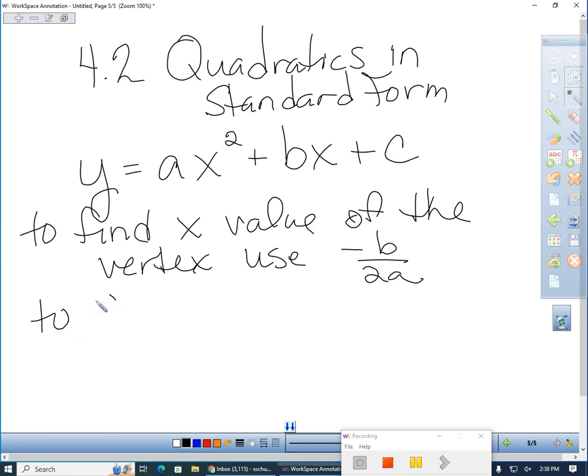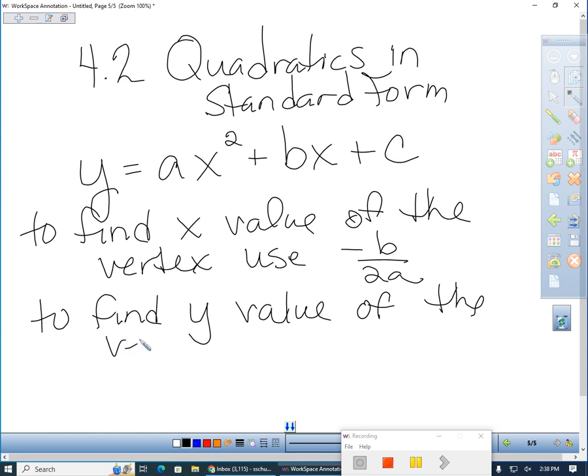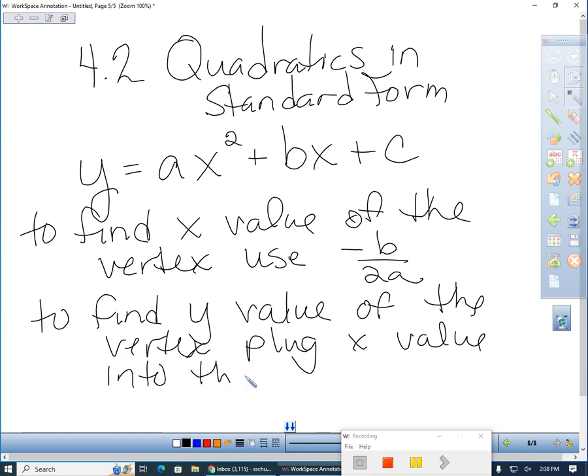To find the y value of the vertex, plug the x value into the equation. Okay, so let me show you exactly what I mean.